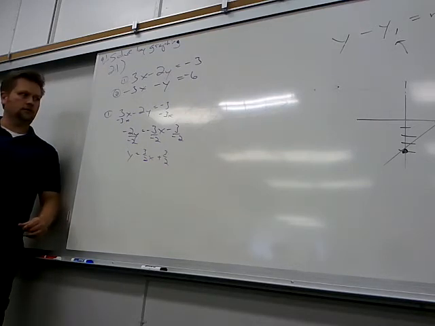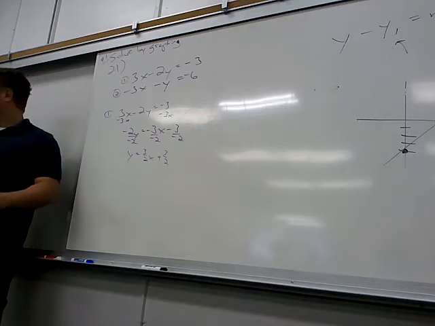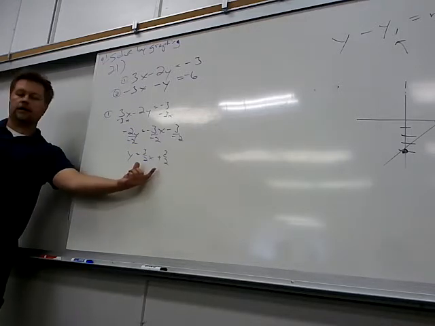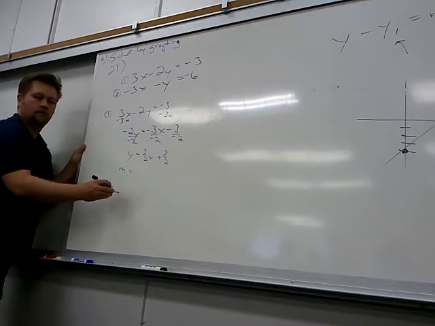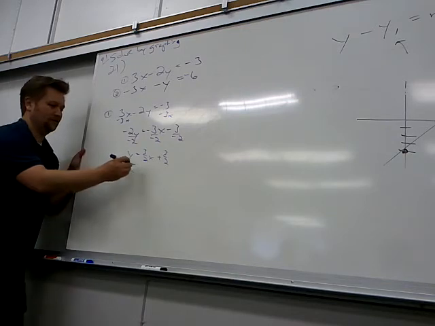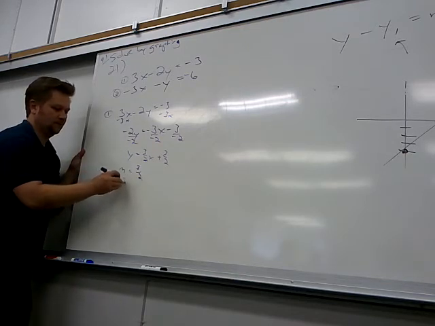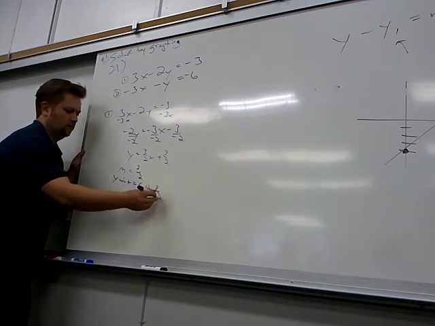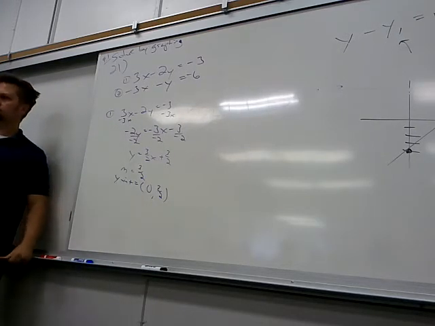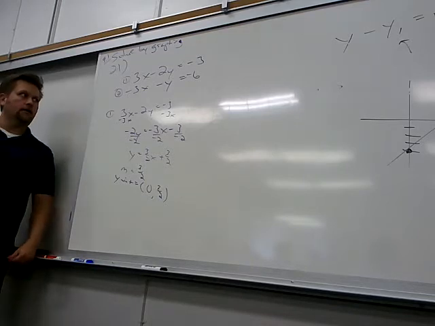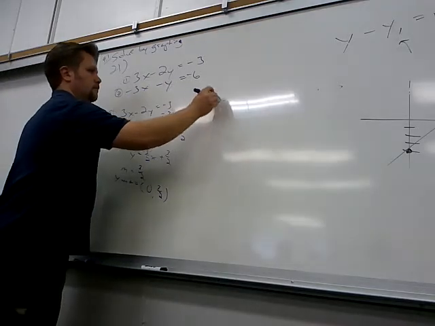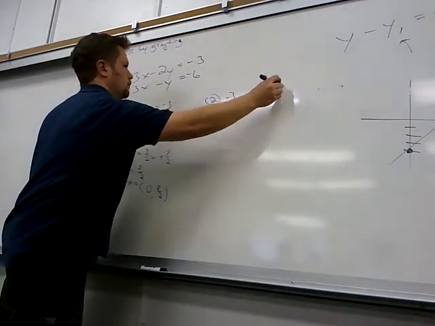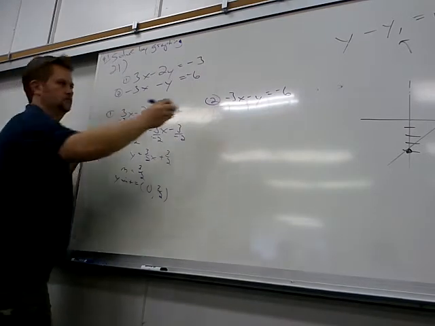So do you leave it like that then? Yes, because what can I see now? What form is this in? I see the slope is 3/2, and the y-intercept is 0, 3/2. Okay. Equation 2. How do I solve that for y? Add 3x. Cool.